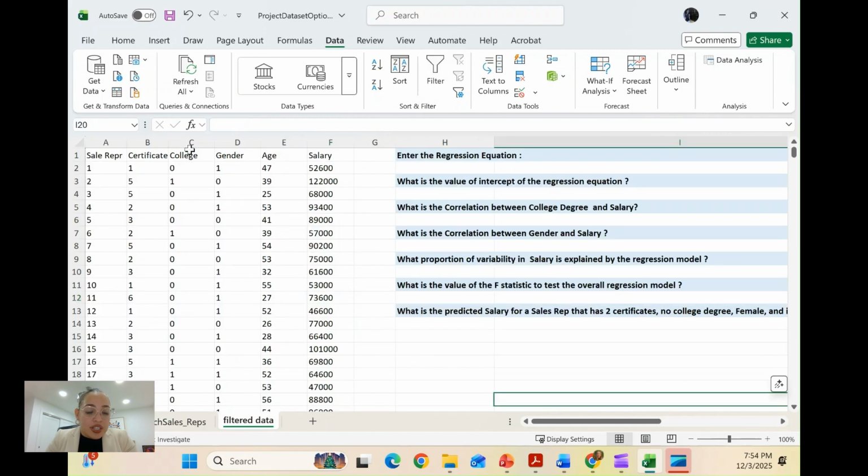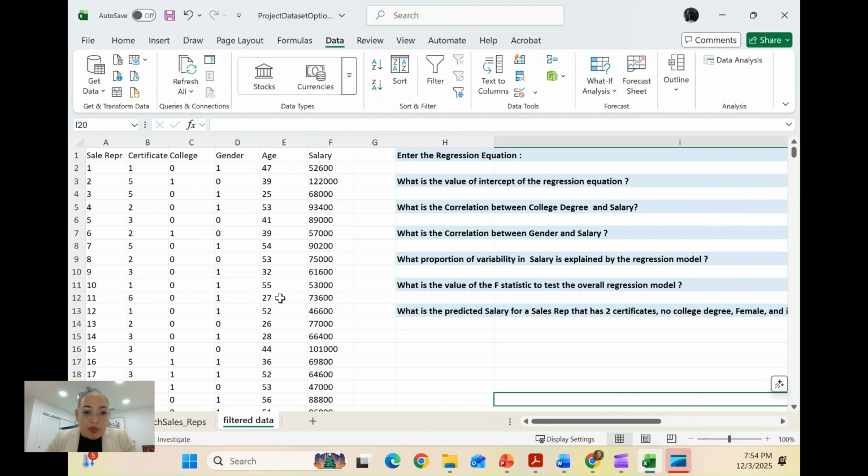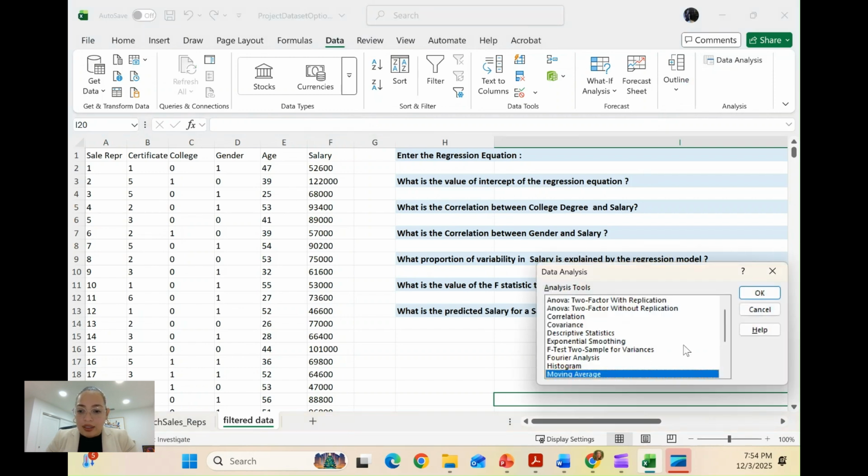So I already changed it here. The gender is also a dummy variable. So where one will be female, and zero will be male. Now that I have all the information in numerical values, I can go ahead and develop my regression analysis. So I do that by going to data, data analysis, and then we select regression.